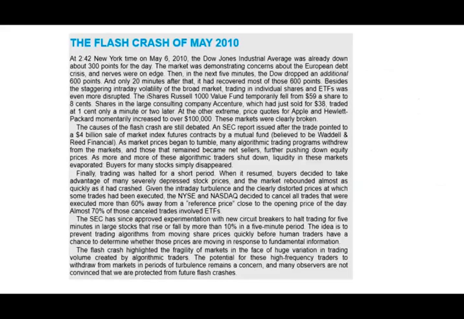And talking about high frequency trading and algorithmic trading, we cannot not talk about the flash crash that happened May 2010. Approximately at 8:42 New York time, May 6th. I still remember that day. The Dow Industrial Average was down about 300 points for the day. And I still remember I was watching Bloomberg News because there was a demonstration going on in Greece. The market was demonstrating concern about the European debt crisis, specifically in Greece, and nerves were on edge. In the next 5 minutes, I still remember those 5 minutes, the Dow dropped an additional 600 points.